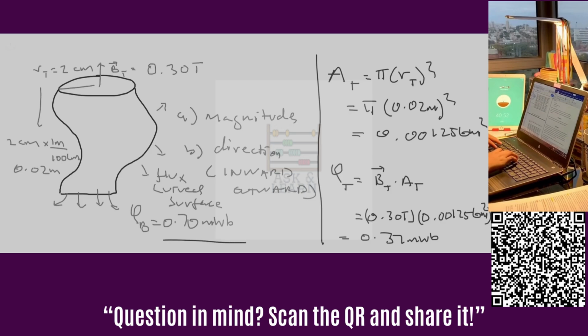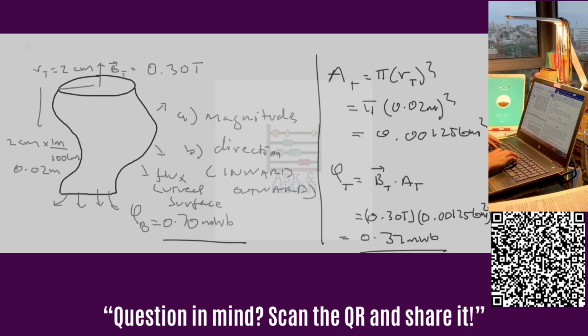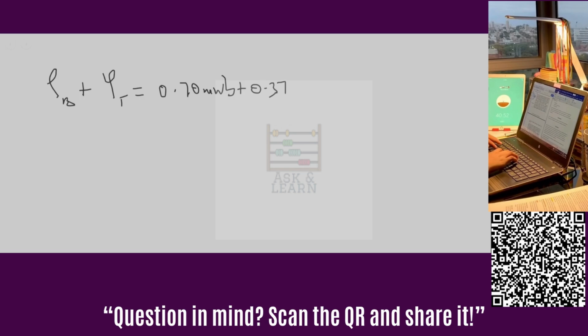So now we have to take these two fluxes, the one at the bottom and the one at the top, and then put them together. And so we end up with 0.70 microweber plus 0.37 microweber for a total of 1.07 microweber. So we're adding the flux at the top and at the bottom.